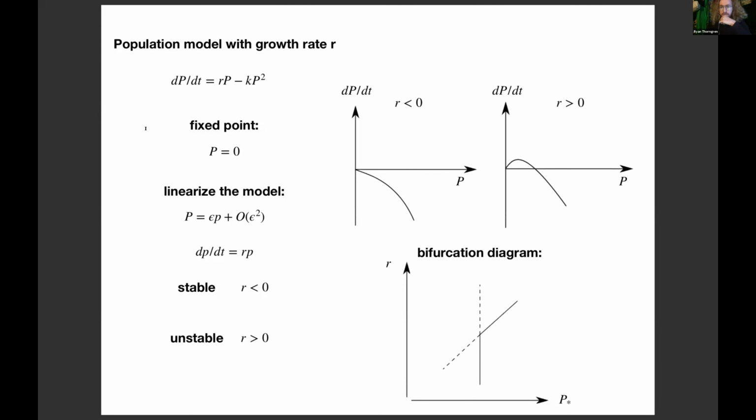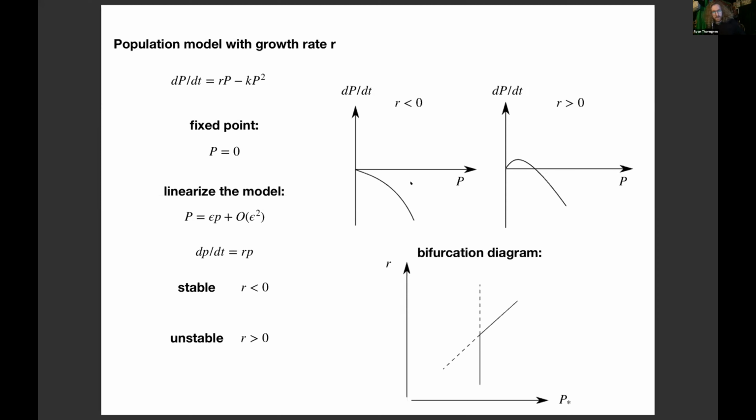So if we plot dp/dt as a function of p, for r less than 0, it looks like this. dp/dt is just always negative. And indeed, 0 is the only fixed point, and it's stable. Whereas for r greater than 0, now the fixed point at 0 is unstable, and there's a new fixed point, which is now stable. And you can think about that in population terms. That's the carrying capacity.